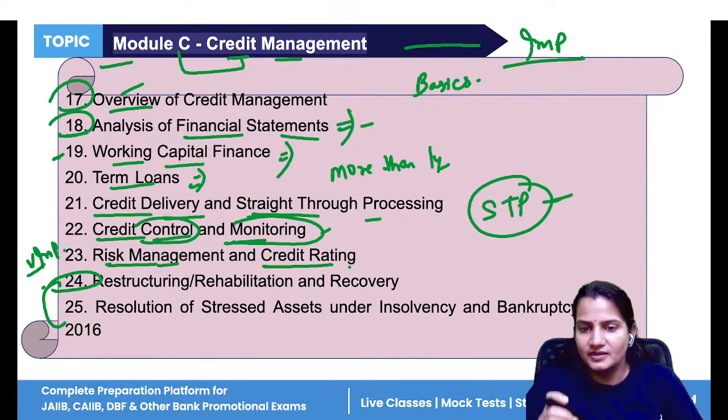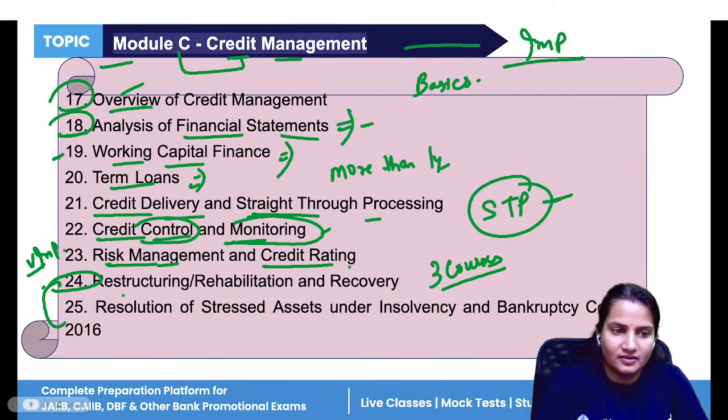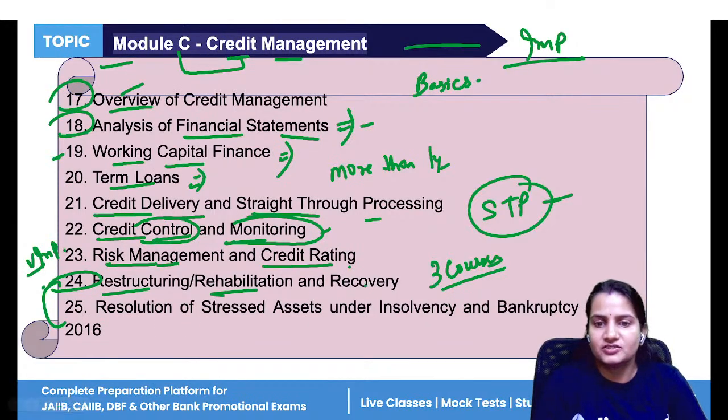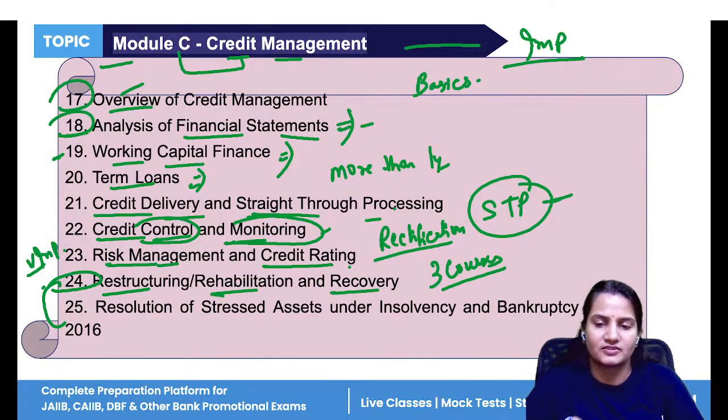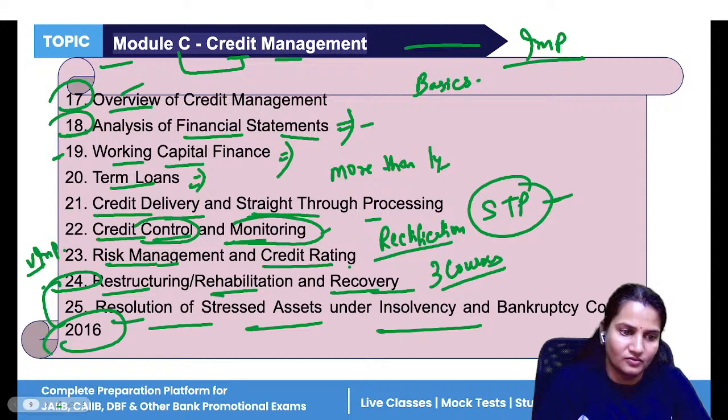Suppose a borrower has defaulted in any way, so the bank will use three courses of action. Now, what are these three courses of action? Restructuring, rehabilitation, recovery, and rectification. These are the three courses of action that the bank will take to recover its dues. And last, when even after all these three courses of action the bank is still unable to recover its dues, then the bank will take the help of the IBC Code 2016.